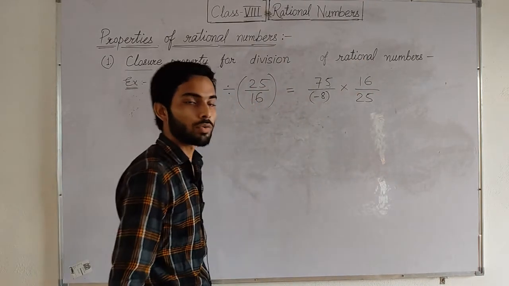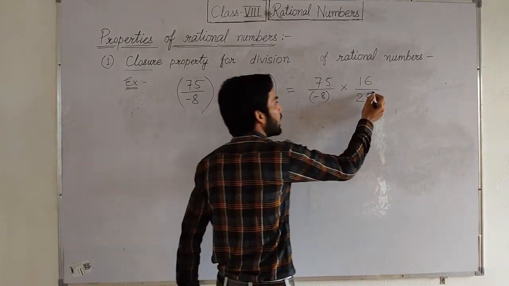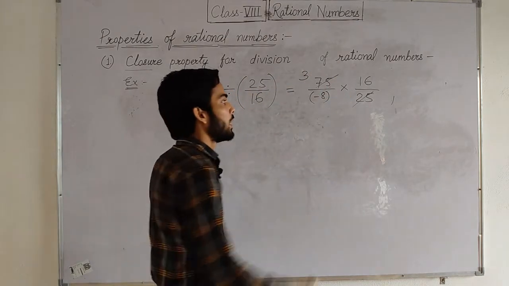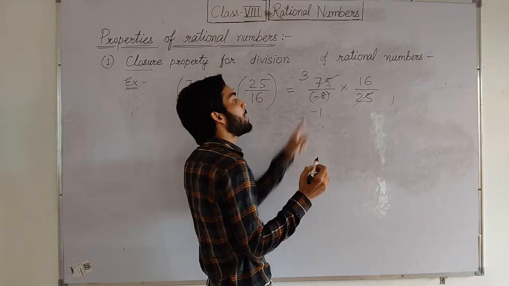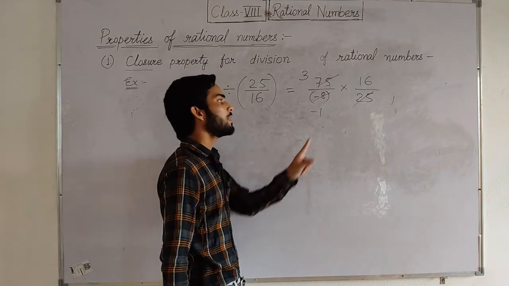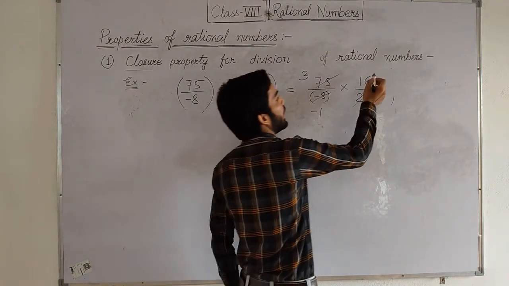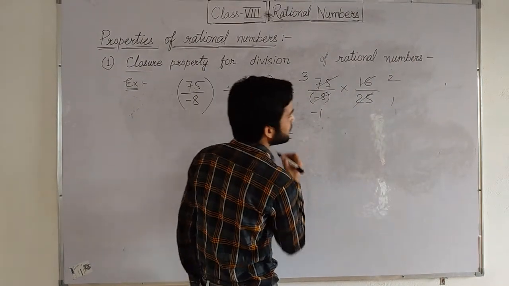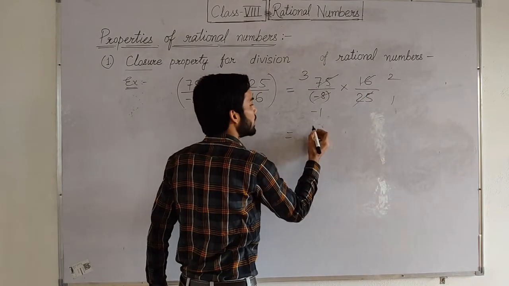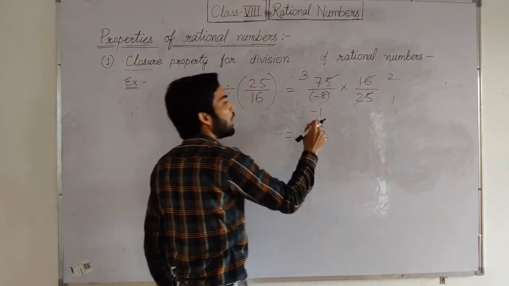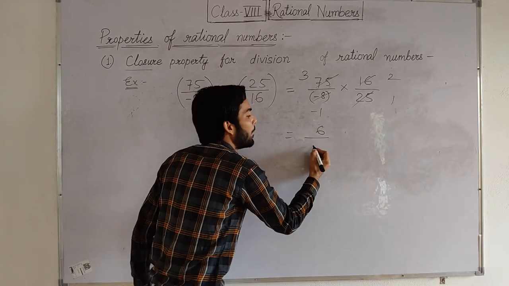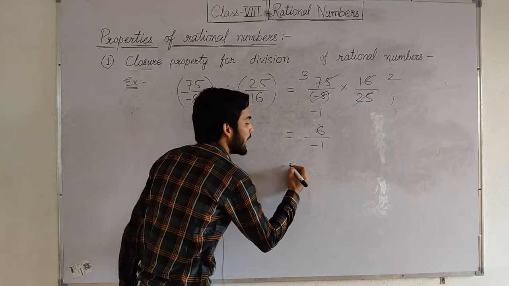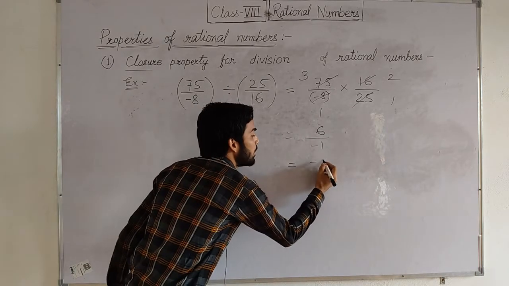Now we can cancel out: 25 once is 25, 25 three times is 75. 8 minus 1 is minus 8, and 8 twice is 16. Okay, so what is the answer here? 3 twos are 6, upon minus 1, 1 ones are minus 1, 6 upon minus 1, or you can say that I can also write it like this: minus 6 upon 1.